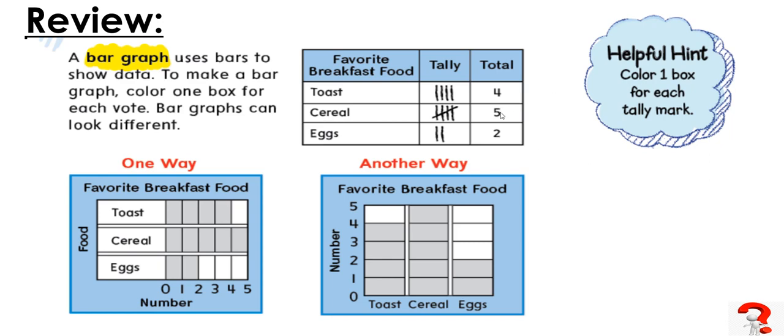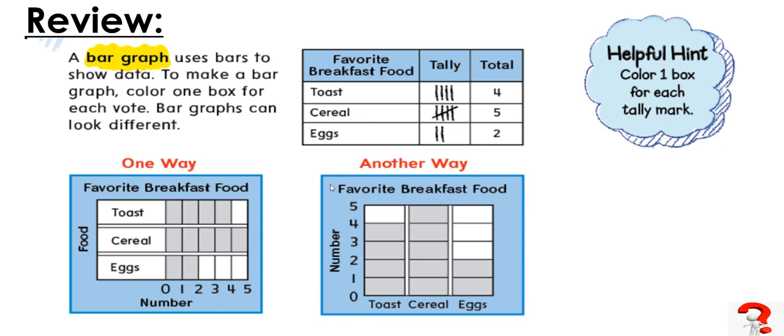So it shows that 5 plus 4 plus 2. How much is the total of people that voted? Can you tell me? Yes, excellent. 11 people voted for their favorite breakfast food. So now with this information right here, which is the data, we are going to fill in the bar graphs. We can do it either horizontally or vertically.